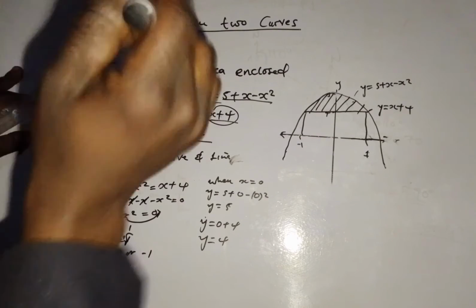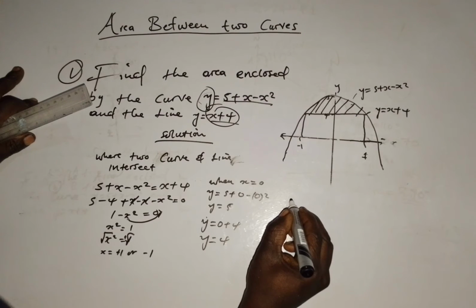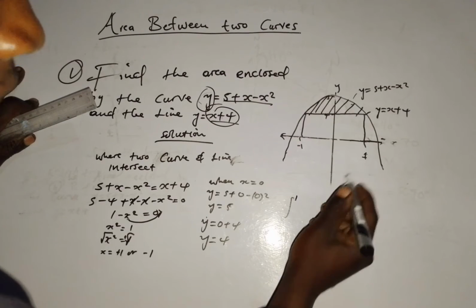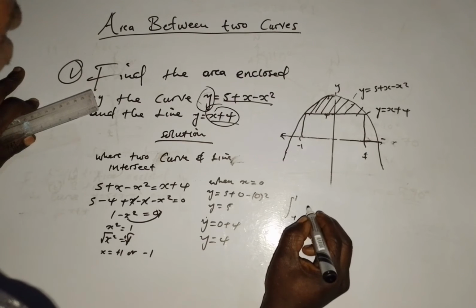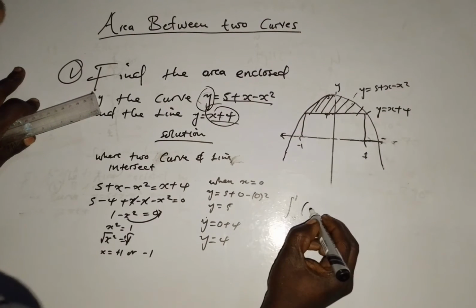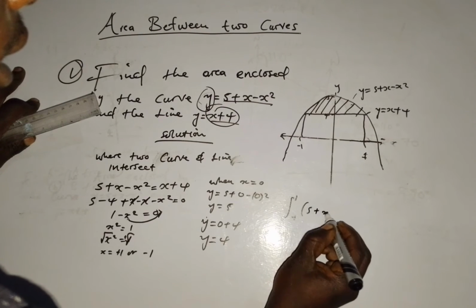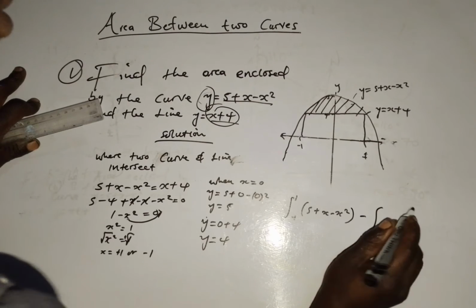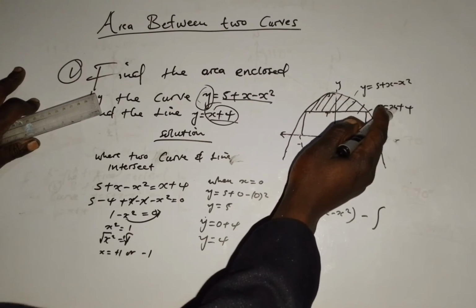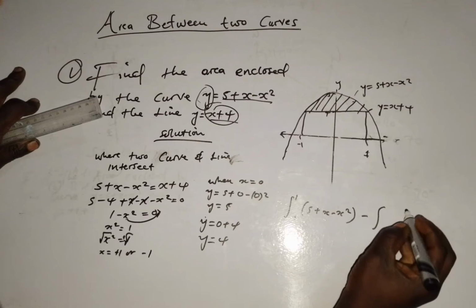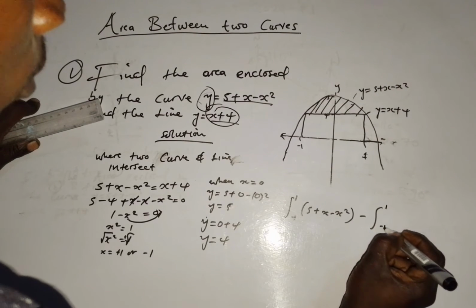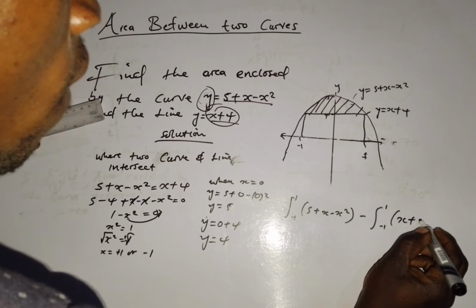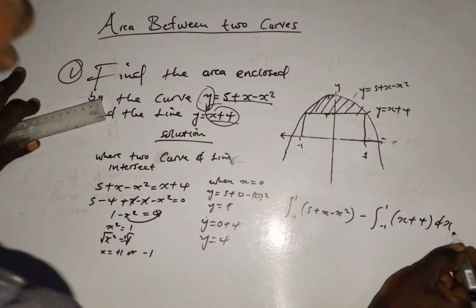We all know that to find the area, we use the integral. So we say the integral from minus 1 to 1, with the upper limit 1 and lower limit minus 1, of (5 plus x minus x squared), minus the integral, because the curve and the line use the same limits, from minus 1 to 1 of (x plus 4) dx.